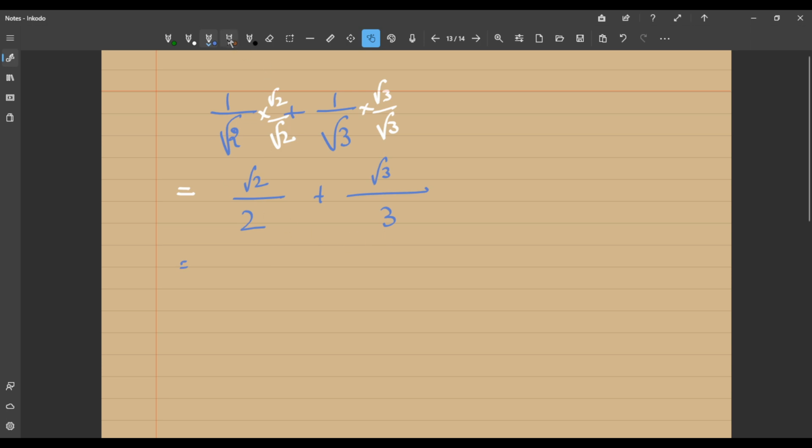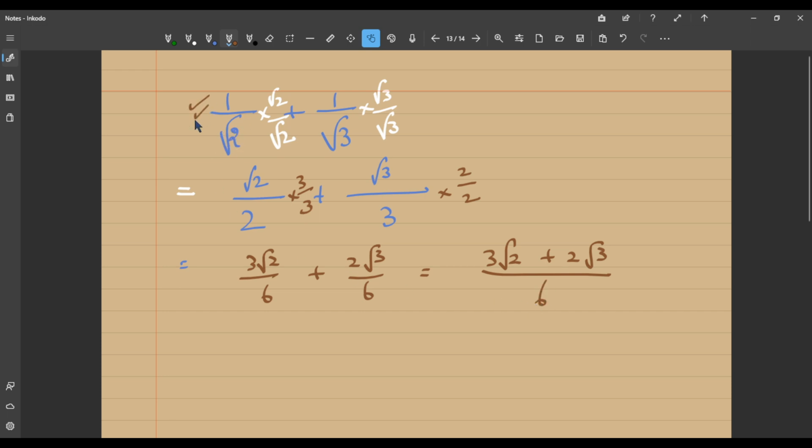The LCM is 6 as we saw just now. So let's multiply this by 3 by 3 and the second fraction by 2 by 2. We get 3 root 2 by 6 plus 2 root 3 by 6. So we can write it as one single fraction as 3 root 2 plus 2 root 3 by 6. We have simplified the initial problem which has been given to us.